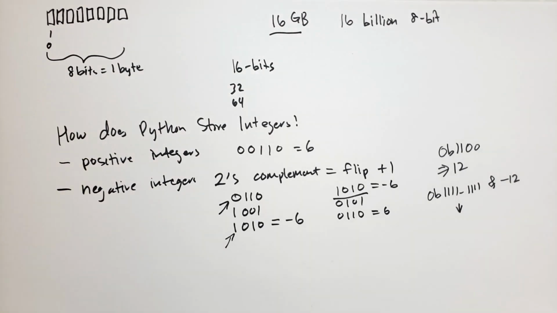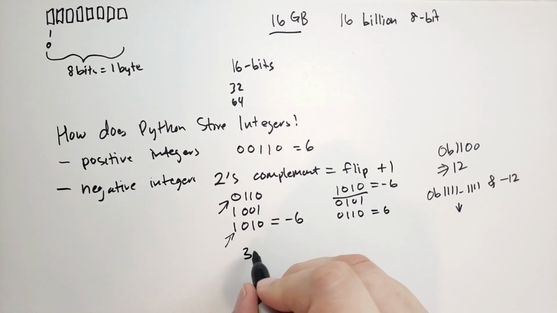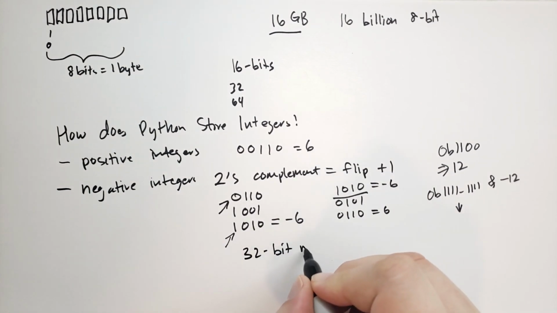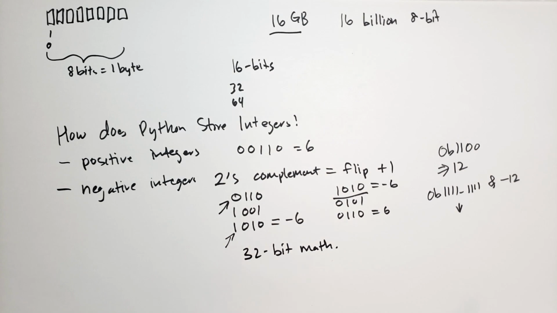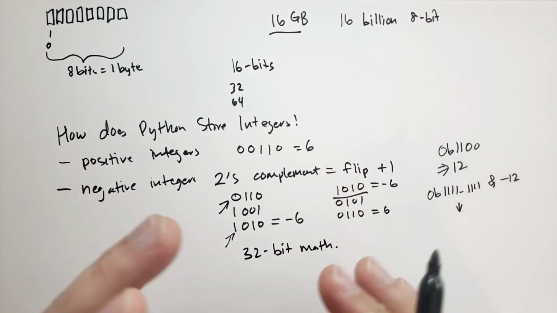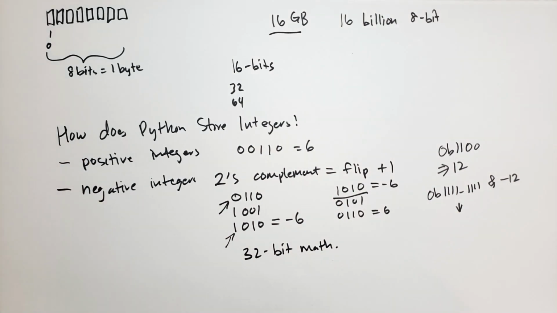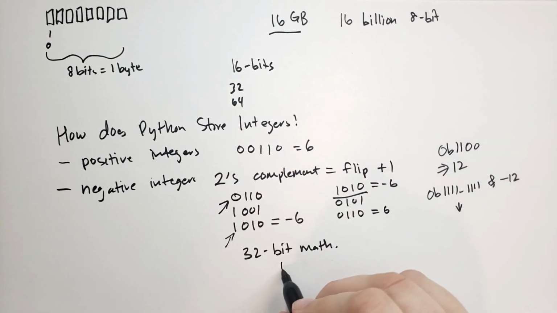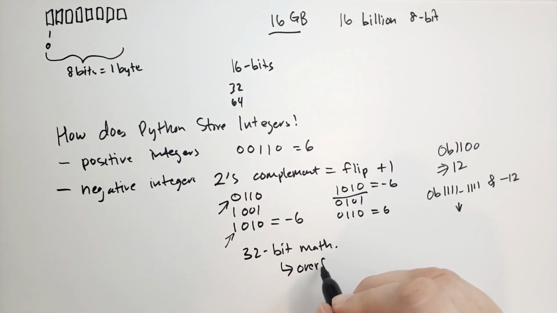What happens if we're doing 32-bit math, let's say, and we have 2 really large numbers, and we add them together and get a number larger than 32 bits can store? Well, at the CPU level, there's going to be something called an overflow.